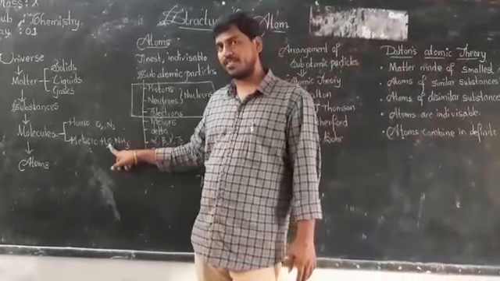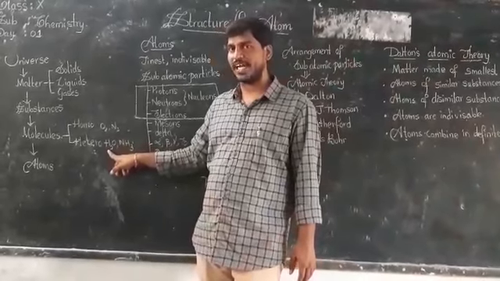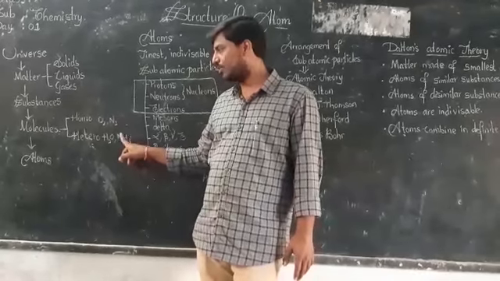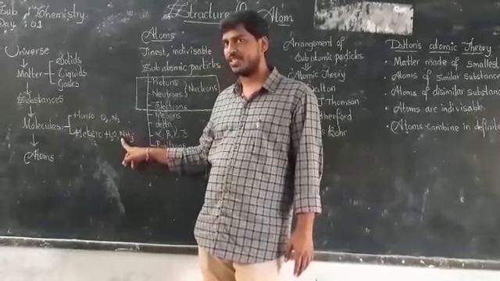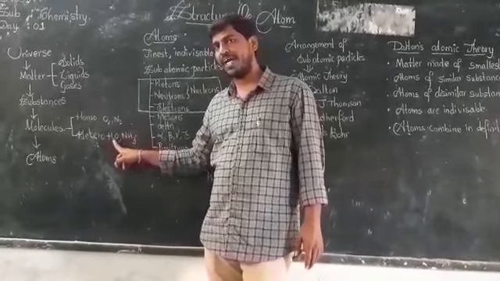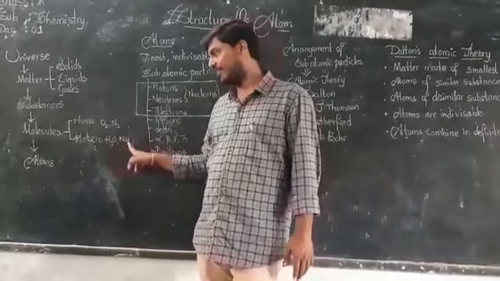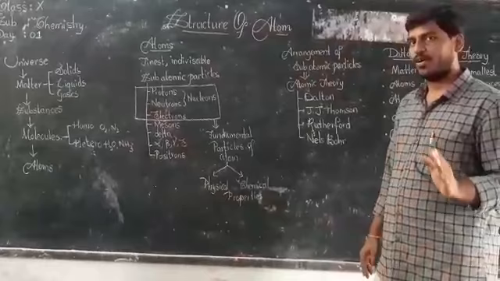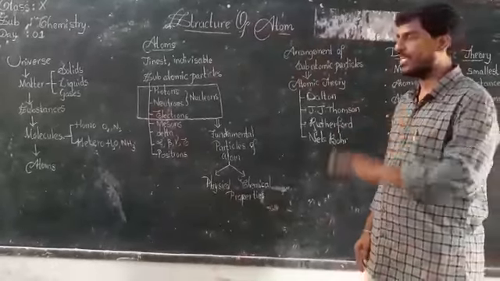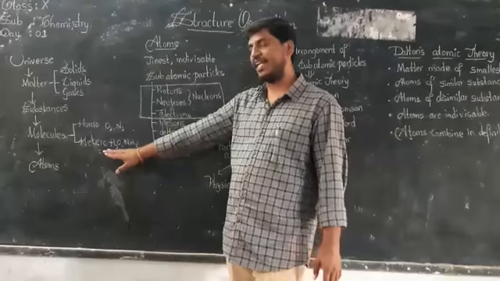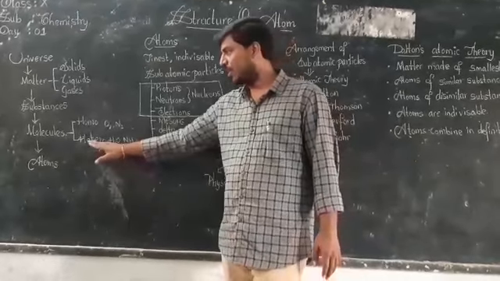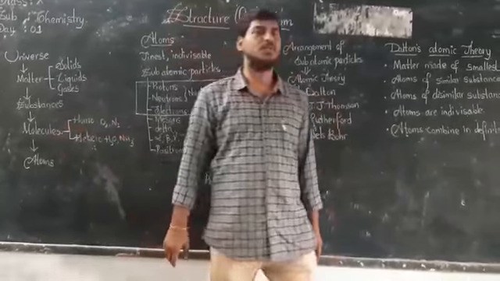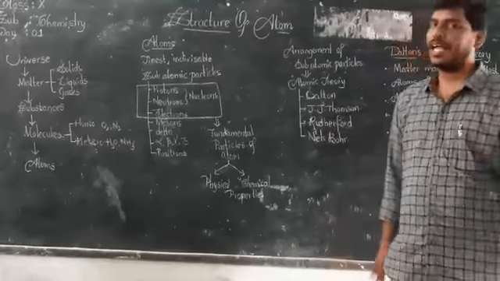Suppose one oxygen combines with two hydrogens, or three hydrogens combine with one nitrogen. Water is formed by hydrogen and oxygen, whereas ammonia is formed by nitrogen and hydrogen. Here oxygen and nitrogen are different. If different elements combine, we call them heteromolecules. So molecules are either homomolecules or heteromolecules.